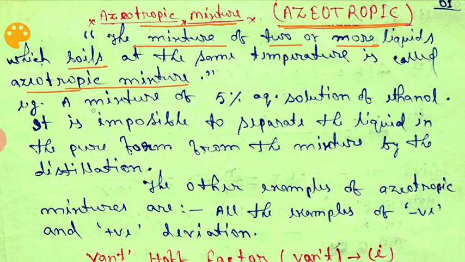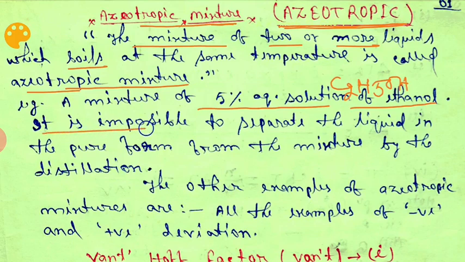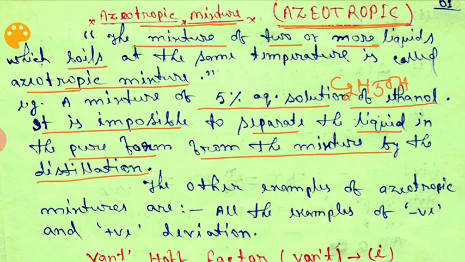For example, a mixture of 5% aqueous solution of ethanol. Ethanol means ethyl alcohol, that is C2H5OH. It is also called a spirit, that you have read. It is impossible to separate the pure liquid from the mixture by the method of distillation.